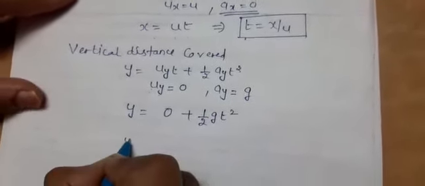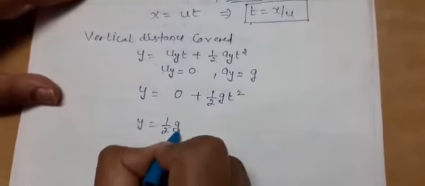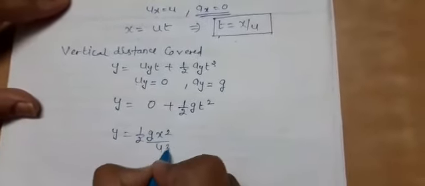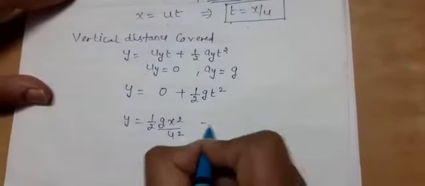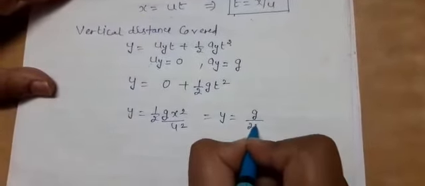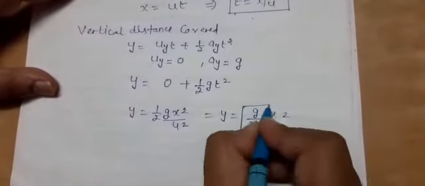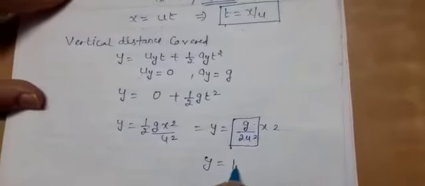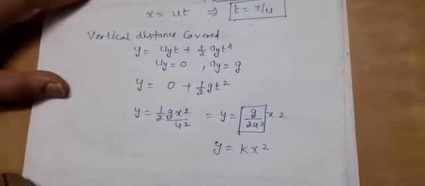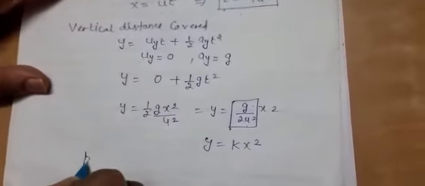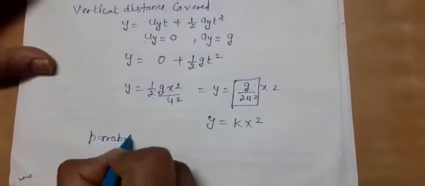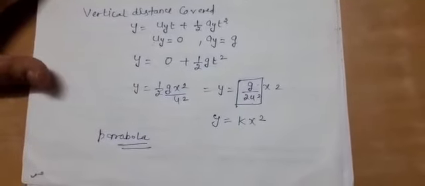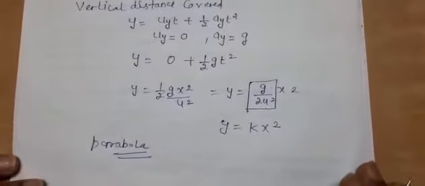Now y we have taken to be half g t square. Substitute the value of time from this equation, so it will be x square upon u square. Now see, y equal to g by 2u square into x square. See this term, g is constant, u speed is constant, so y equal to kx square. It means this is the equation of a parabola. Hence we can say that the path of the projectile is parabolic.